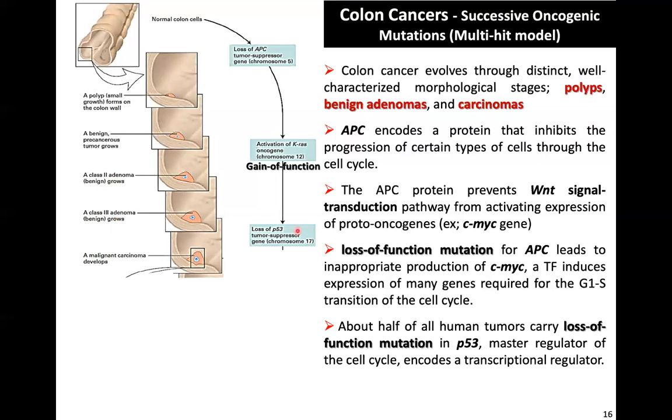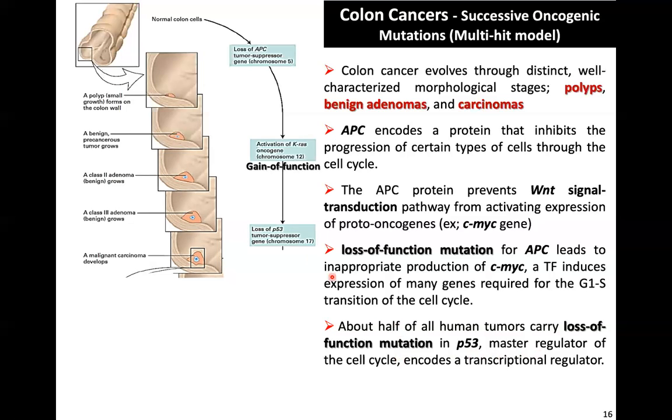Once there is a loss of function of one of the major tumor suppressor genes, the one we discussed initially in the lecture, which is P53, located on chromosome 17. It was found that about half of all human tumors carry a loss of function mutation in this crucial gene P53. And P53, as we said, is considered a master regulator of the cell cycle, and it is a transcription factor, which is one of its main functions.